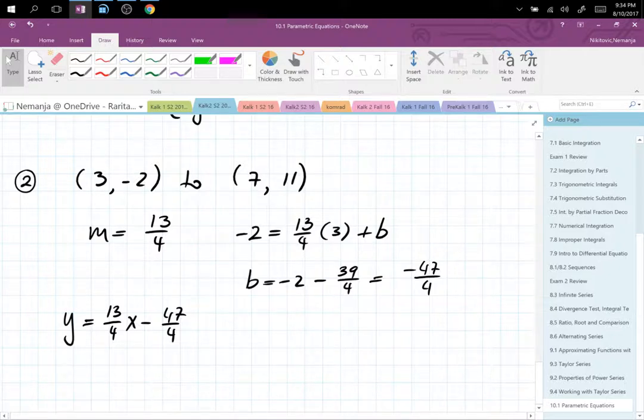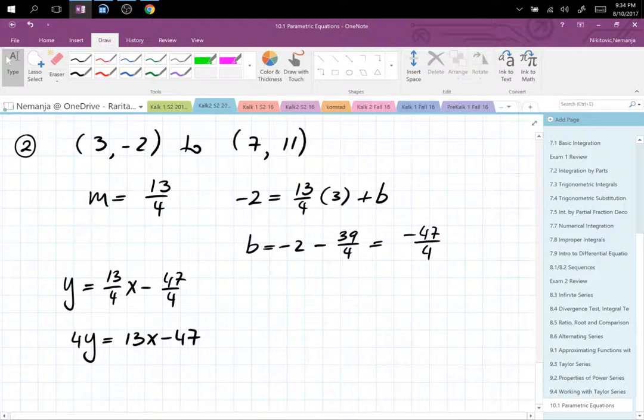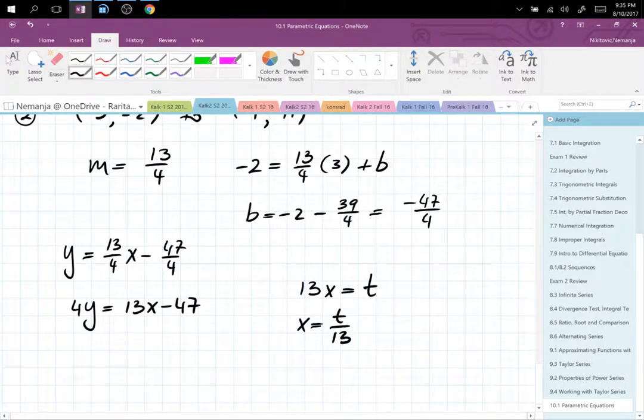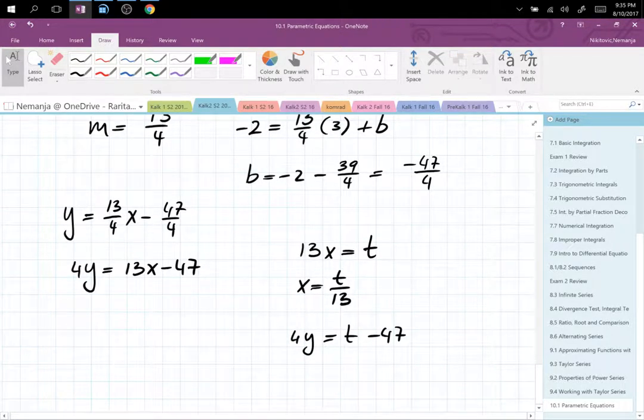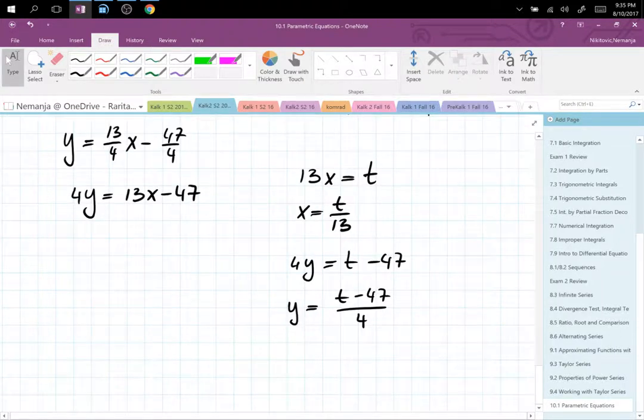So we can multiply through by 4 and have 4y equals 13x minus 47. And then from here, say that 13x, let's say, is equal to t. If 13x is equal to t, then x is equal to t over 13. That's already one of your equations, right? The second equation, you remember that you replace 13x by t. The second equation is 4y is equal to t minus 47. Solve this for y. y equals (t minus 47) over 4. Now this is an annoying problem, right? So here's your parametric set. x equals t over 13, and y equals (t minus 47) over 4.